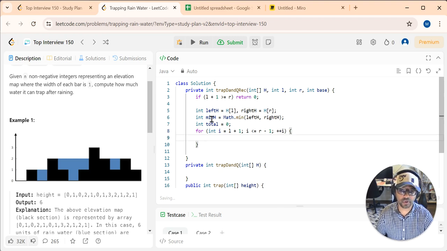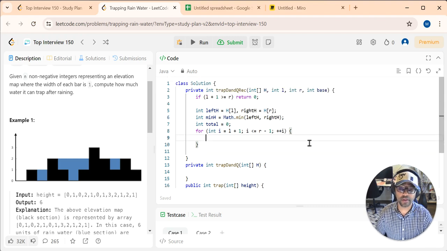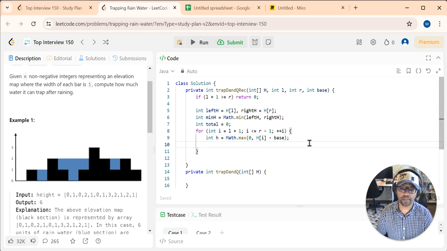Well, we need to adjust for base, but I think the min height can still be without adjusting for base. We can adjust it here. So let's adjust the base of the ith height. So first, what is the height of the ith tower? It is h of i, right? Let's adjust by subtracting the base, because remember that much water is already filled up. Well, that could be negative, so we will make it 0 if it is negative by doing Math.max. Okay, so that's the height of the ith tower.